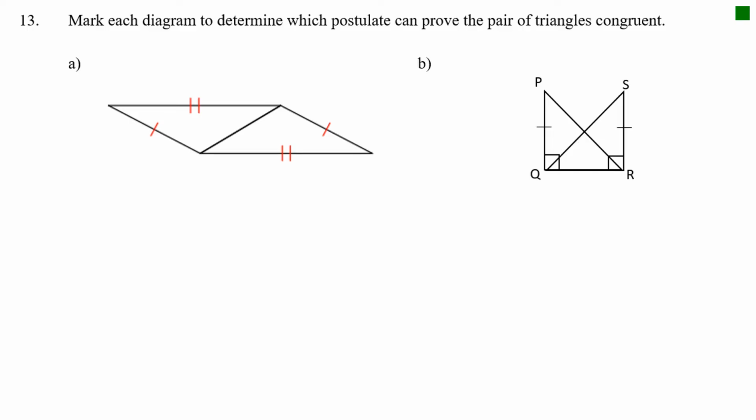Number 13. Mark each diagram to determine which postulate can prove the pair of triangles congruent. When we say postulate, we're talking about side, side, side, side, angle, side, or angle, side, angle. The best way to figure this out is to mark up the picture. Also, I think it's a good idea to separate the triangles so that you can easily mark them and see what they have in common.